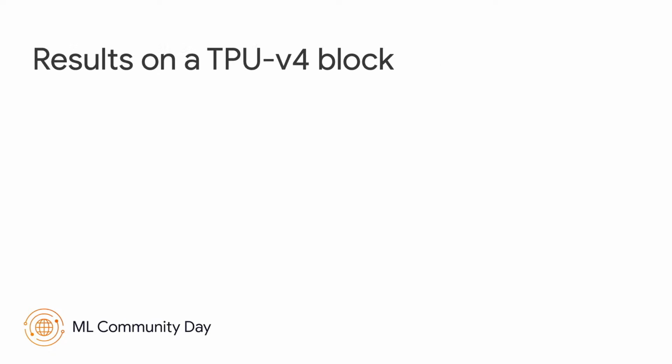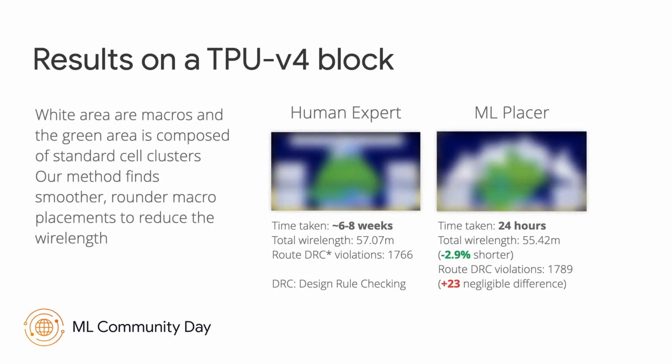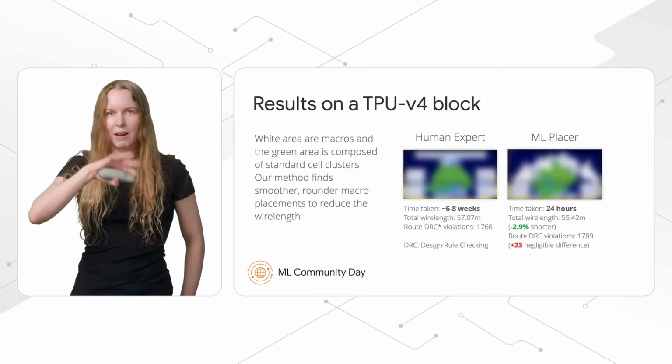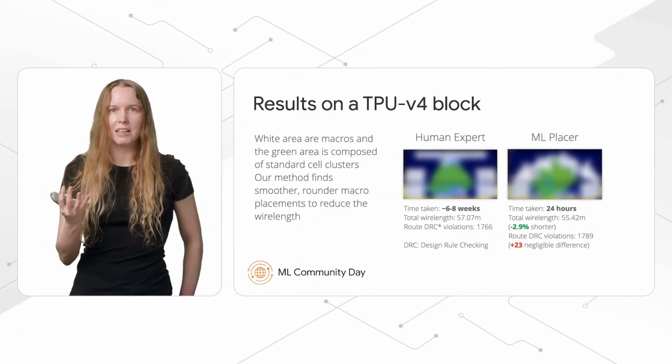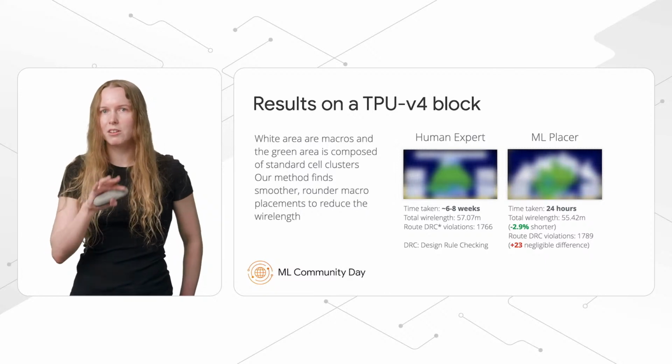So here are some results on a TPU v4 block. Unfortunately, we have to blur these images due to confidentiality, but the white regions are macros, the green regions are clouds of standard cells or logic. And as you can see from this image, the machine-learned placement has this more rounded, organic-looking placement, whereas a human expert placement has a very rigid-looking shape. And the interesting thing here is that this rounded shape actually allows the machine-learned placement to minimize the wire length needed to connect the macros or memory components to the logic in the center.